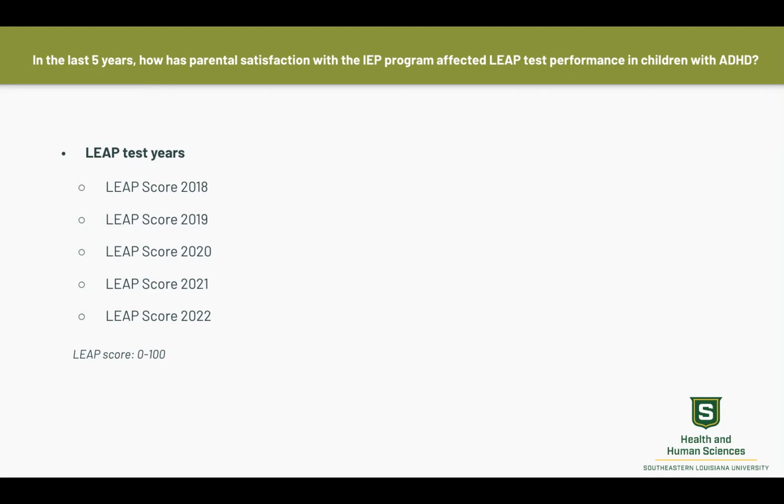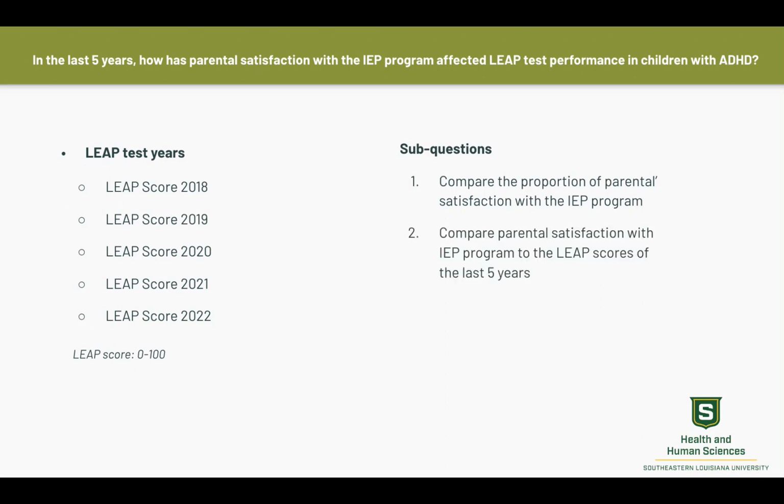In order to answer this research question, there will be a need to have sub questions. Sub questions help break down this very broad research question into more manageable chunks. The sub questions we're going to use here are: compare the proportion of parental satisfaction with the IEP program; compare parental satisfaction with the IEP program to the LEAP scores of the last 5 years; and lastly, compare ADHD symptoms to the LEAP score of the last 5 years.